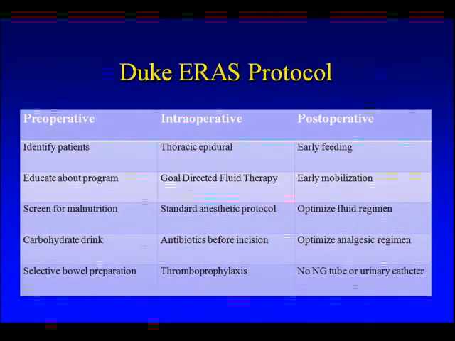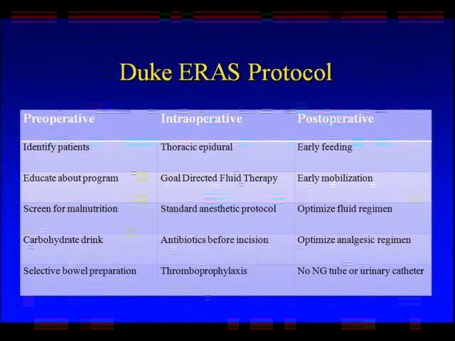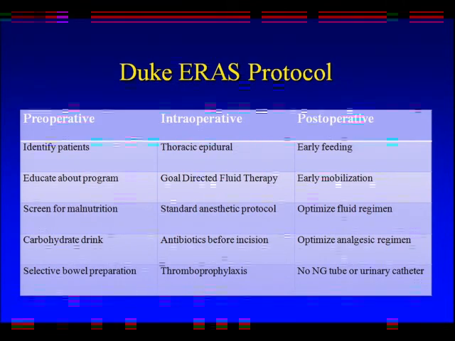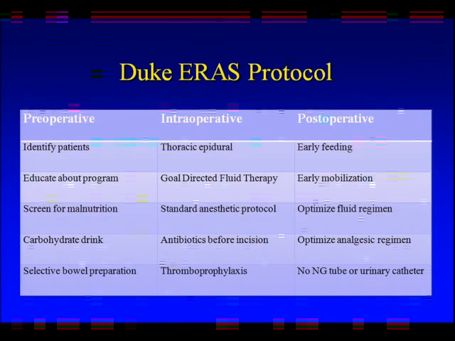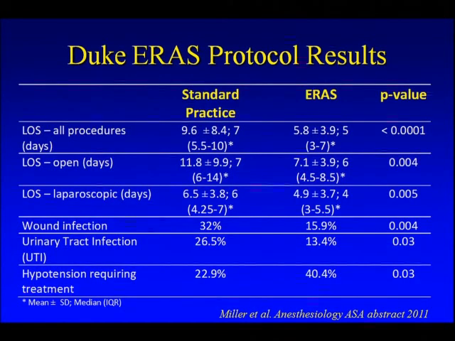Now, postoperatively, again, we remove the NG tube at the end of surgery, with early feeding and early mobilization. As soon as the patient is ready to drink, we gave them the drink, and then we started feeding them, got them out of bed, and optimized both fluid as well as analgesic regimen. And with that, we were able to quite significantly reduce length of stay. So this was a strategy that we started off.